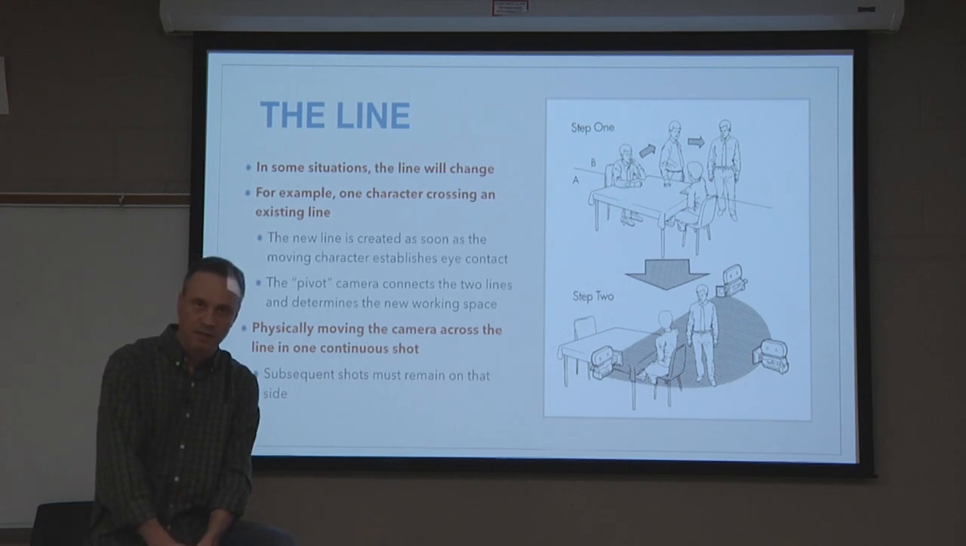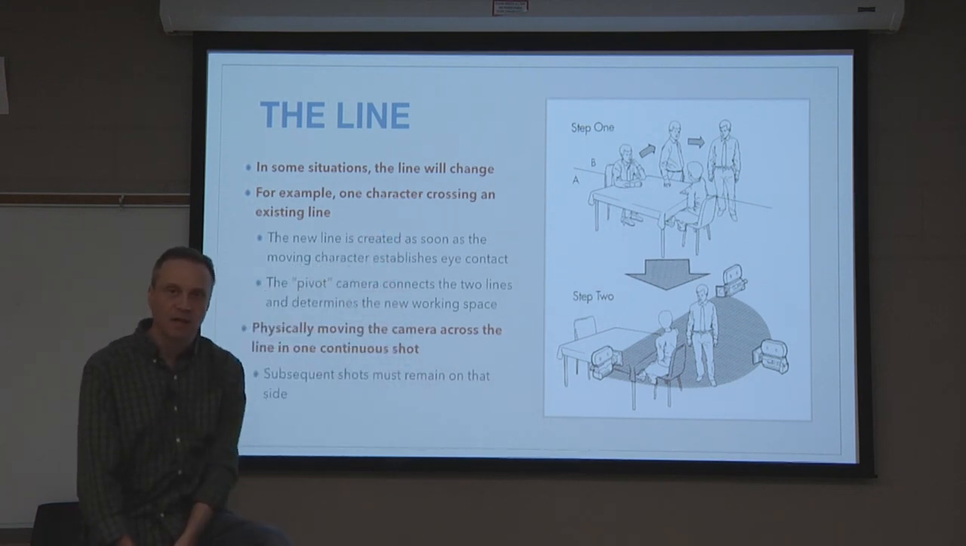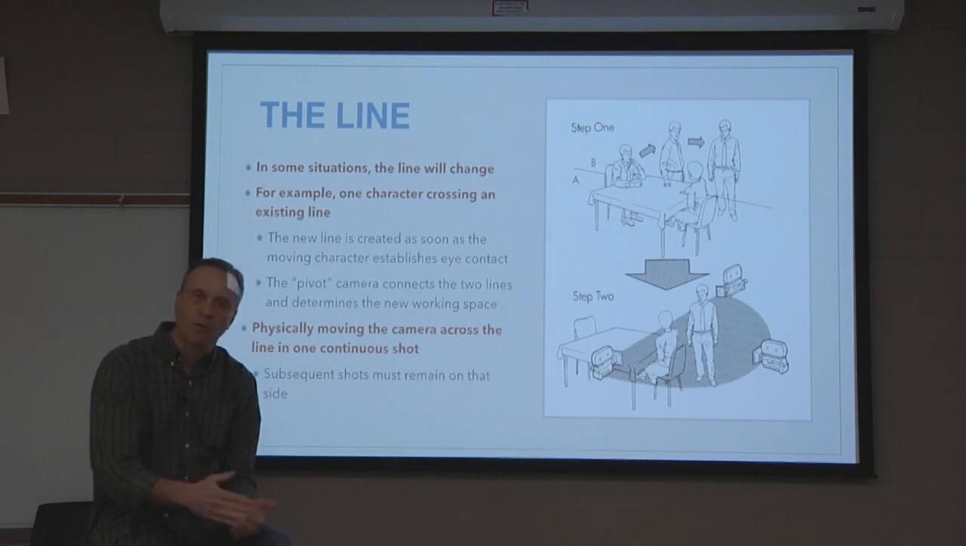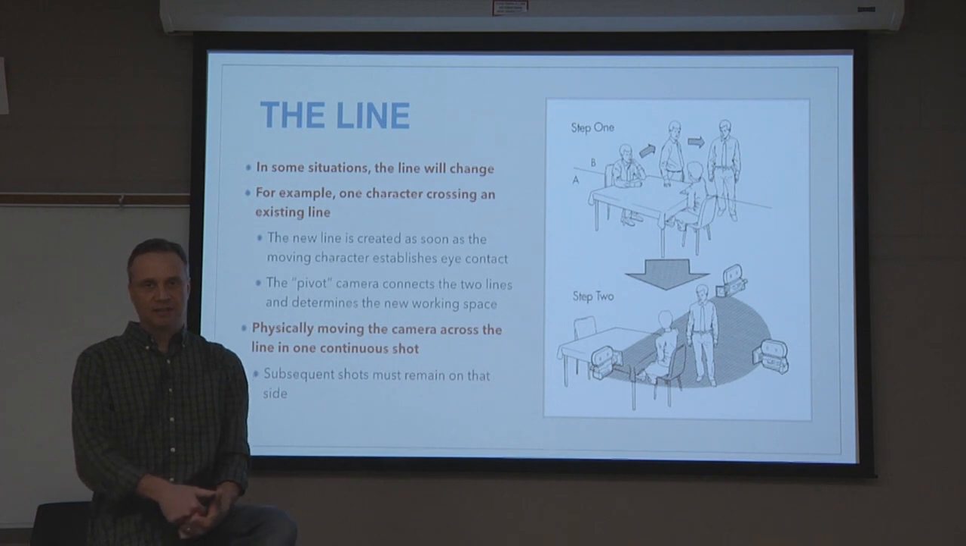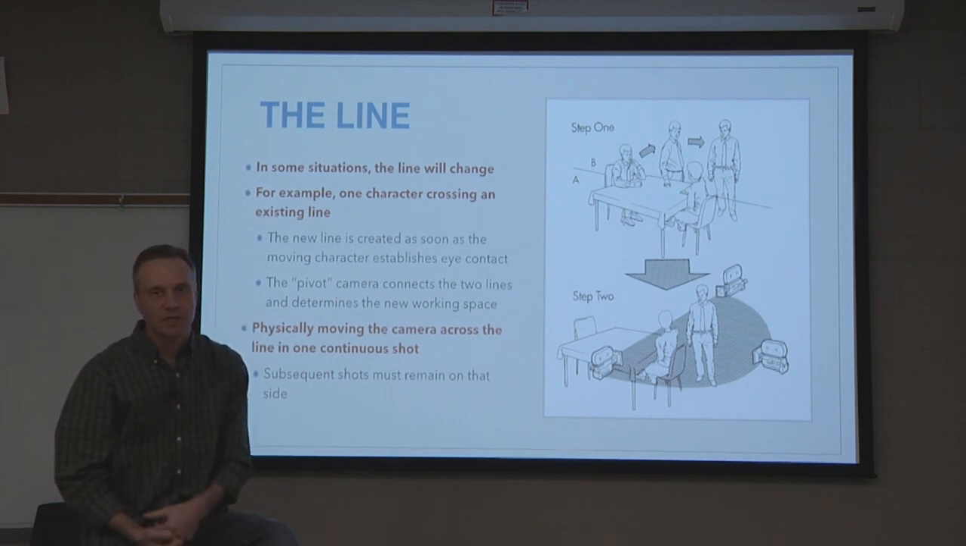At this point, we need to stay on the B side of the line because we've reestablished on that side. That is now our new line. So any other shots will need to stay on that side as well. If we need to go back to the other side, we simply have to do another dolly shot that goes across to reestablish.